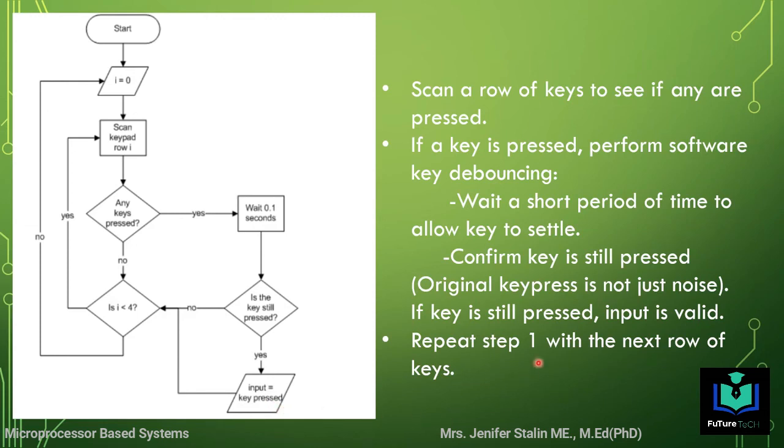So we have formulated a pseudocode for this. Scan a row of keys to see if any are pressed. If a key is pressed, perform software key debouncing. Wait a short period of time to allow the key to settle. Confirm the key is still pressed. If the key is still pressed, the input is valid. Repeat step 1 with the next row of keys.